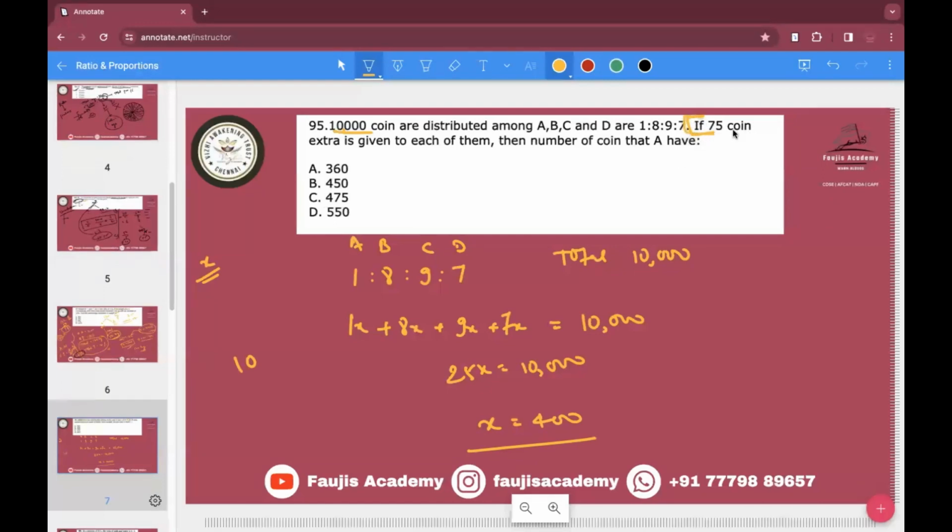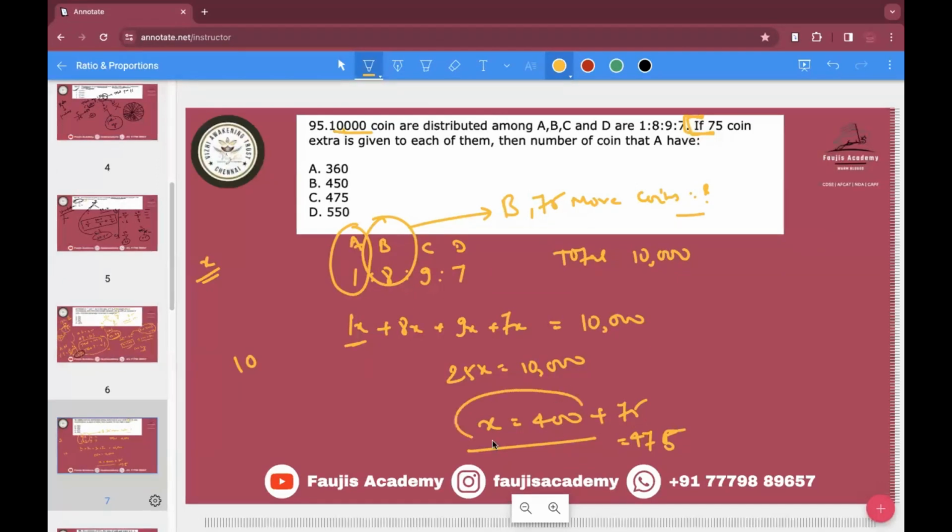So later they're adding 75. So 400 plus 75 is 475. First you will have to find out the A share. A share is how much? It's 1x only. So that means this 400 will remain the same, and it will become 475. Let's say I ask you how much would B have got if 75 more coins were given to him? Find out.